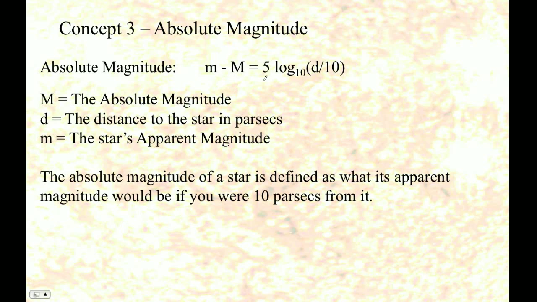Okay, so the final magnitude that we're going to talk about here is something called absolute magnitude. That's the big M. Big M is the intrinsic magnitude of the star. It is defined as what its apparent magnitude would be if you were 10 parsecs from it.